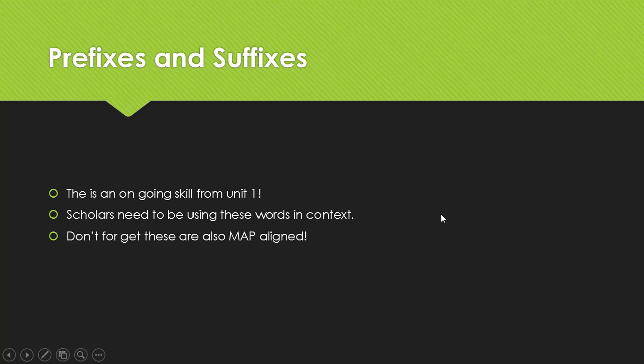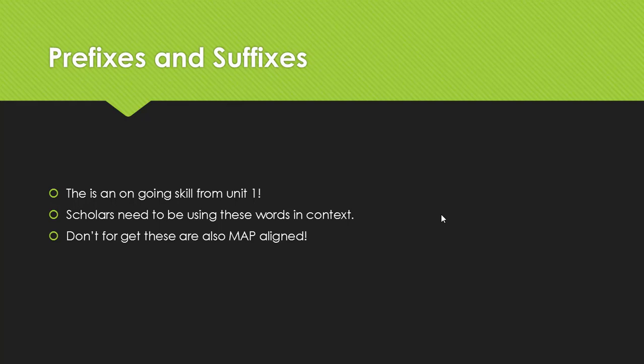Prefix and suffix is the last readiness TEK in this unit, but it is an ongoing TEK from Unit 1. Scholars need to be able to use these words in context. They need to just get exposure to all these prefixes and suffixes and bring it to their awareness of, hey, I see the word un in unfair. Un means not, so this is telling me not fair.